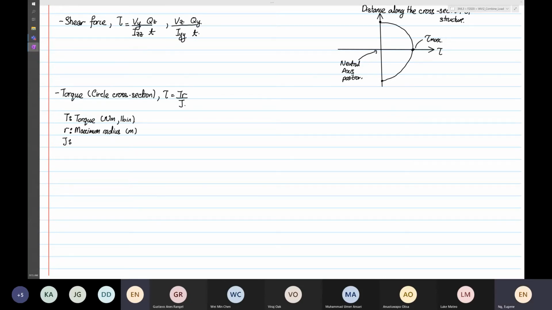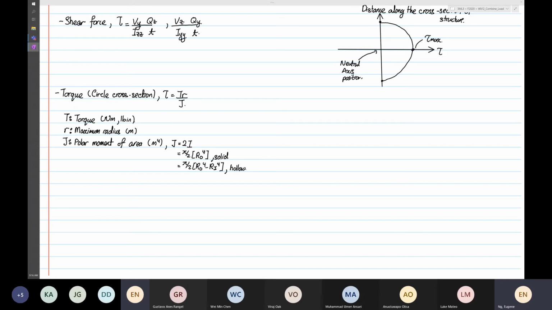And J is the polar moment of area, which is meter to the power of 4. The relationship is J is equal to twice the second moment of area. So for cylindrical, J is equal to pi over 2 R naught to the power of 4. So this is for solid. And then for hollow, R naught is R outside, R i is R internal. This is for hollow.